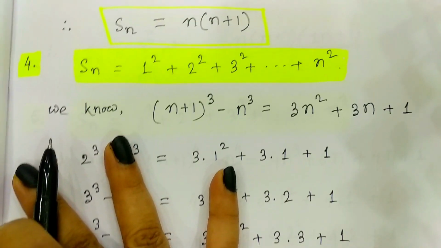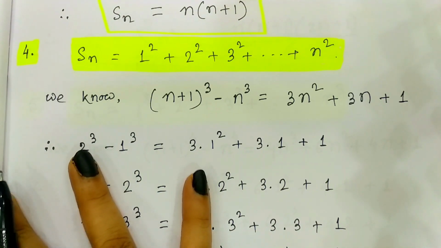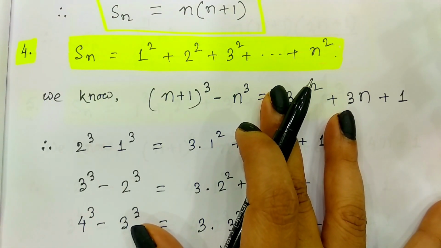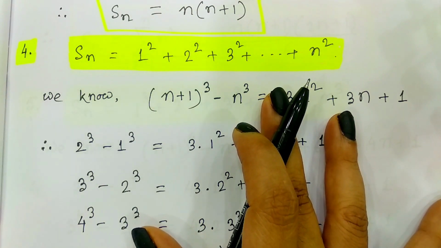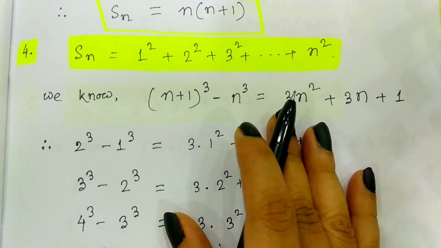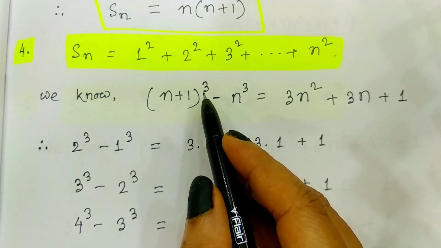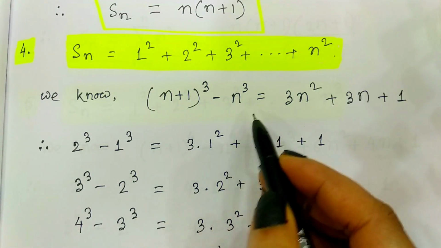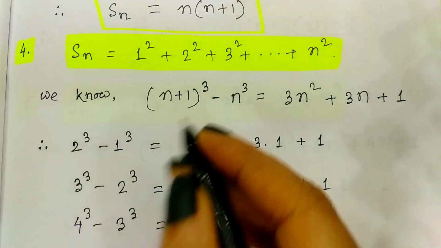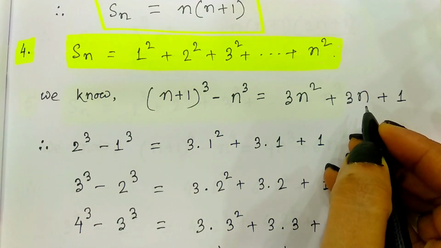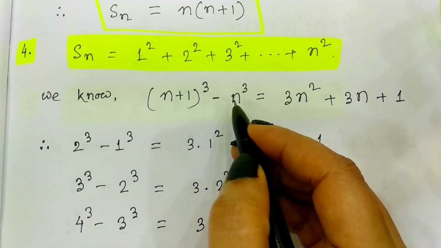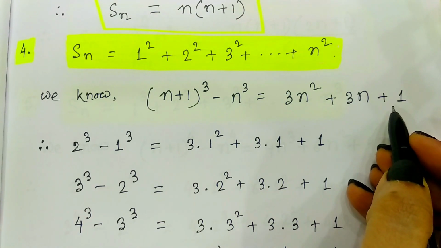Now this series is 1 square plus 2 square plus 3 square, in this way up to n square. So how do we find the summation of this series? We know that if we write (n plus 1) whole cube minus n cube, then this is equal to 3n square plus 3n plus 1, because n cube cancels out. So the remaining terms are here.